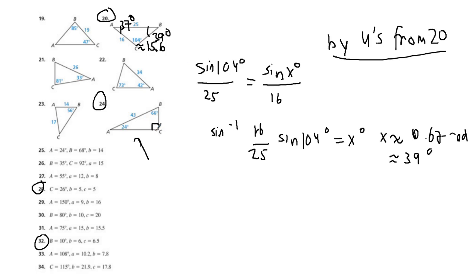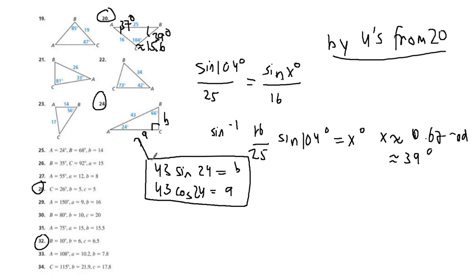We have this as our 90 degrees, and this is really nice because there is a 90 degrees. We can just use our sines and cosines regularly. We can just do sine of 24, and I'm not going to solve this because I frankly don't need to. Sine of 24 is equal to opposite over hypotenuse, so 43 sine of 24 is equal to b. We can already find it. And since it's a co-function, we can just say 43 cosine of 24 is equal to a.